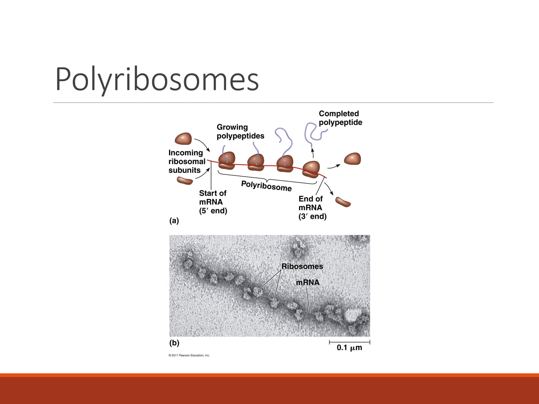Now, sometimes a cell will need to make a lot of protein really quickly in response to their environment. So we might have one messenger RNA and several ribosomes reading it all at the same time. And we call this polyribosome. So that's what we see in this picture, where that red line is the messenger RNA, and we have 4 different ribosomes that are translating that messenger RNA into the purple polypeptide in this case. And that's how cells can make a lot of protein really quickly if they need to.